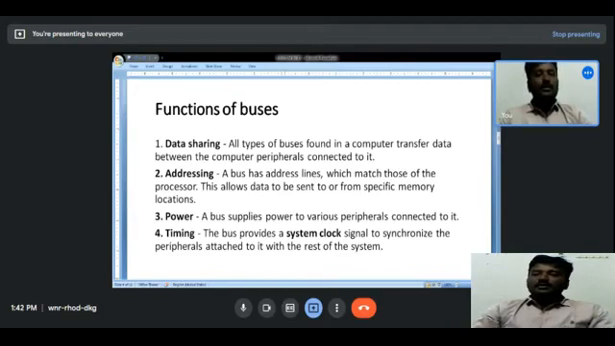So a bus supplies power to some other computers. For example, the bus is nothing but a cable, that is a group of lines, right? So with the help of that only we can give proper power to the system or some other peripheral devices. So next one is timing.